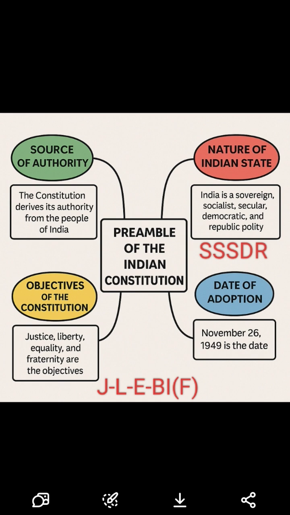1. Source of authority. Power comes from the people, not kings or gods. Citizens vote and choose leaders. 2. Nature of Indian state. India is free, fair, religion neutral, people-powered, and has no monarchy, like a modern, equal, democratic family. 3. Objectives. We aim for fairness, freedom, equality, and brotherhood. Everyone is treated fairly and equally, with love and respect. 4. Date of adoption. Constitution accepted on Nov 26, 1949.